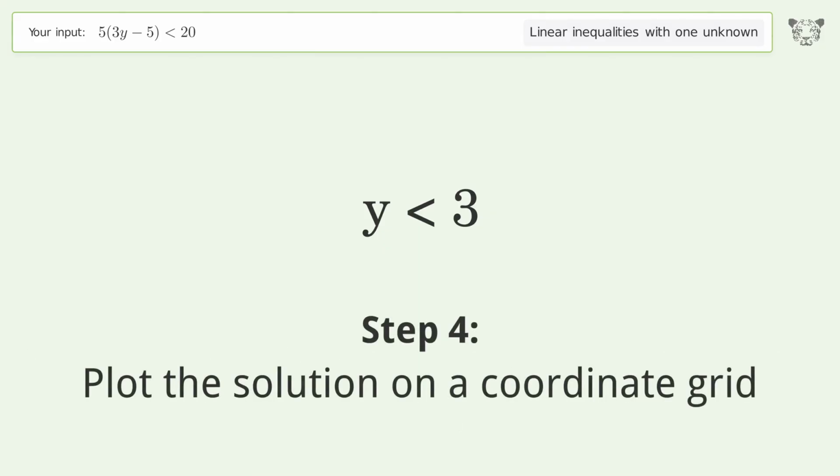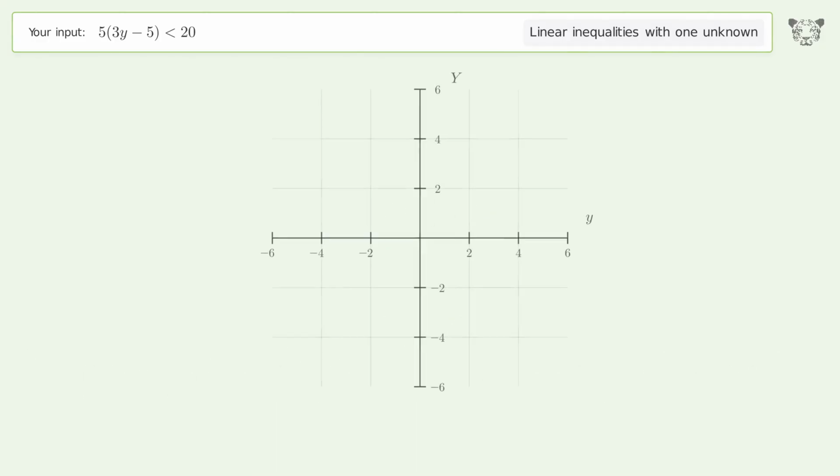Plot the solution on a coordinate grid. And so the final result is y smaller than 3.